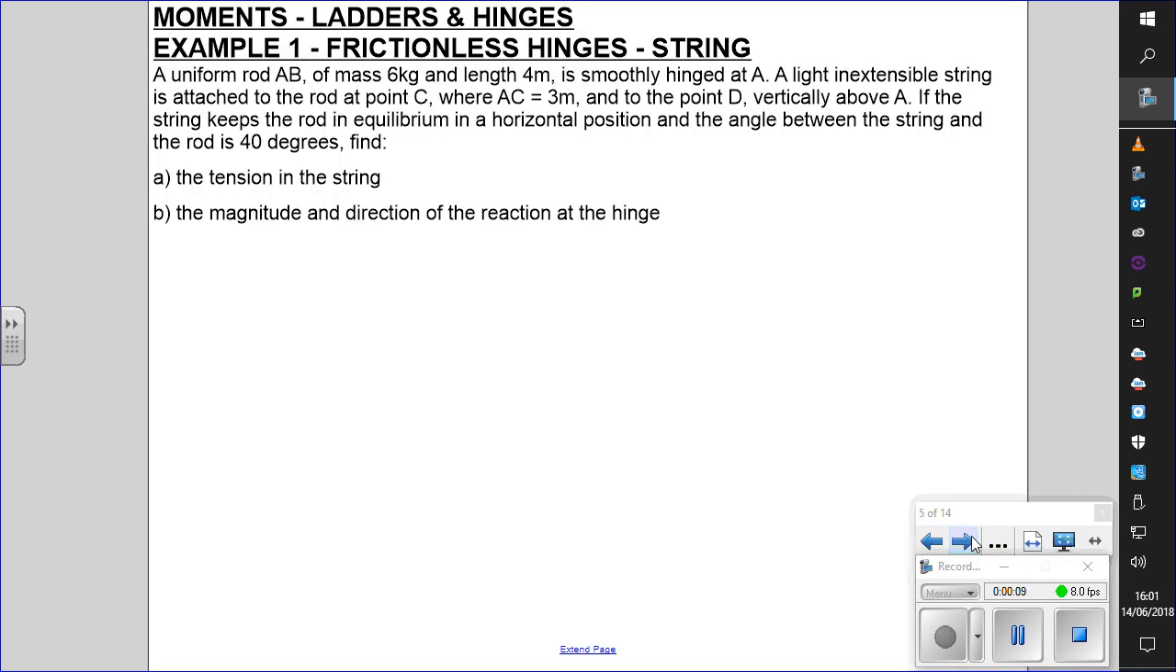Right, hi folks. So, continuation of that theory we just did. Now we're going to apply this to hinges, and there's quite a lot to this. But once you've done one, you've done them all really.